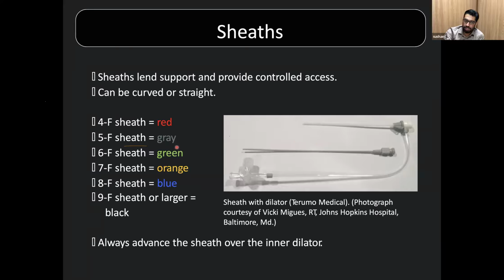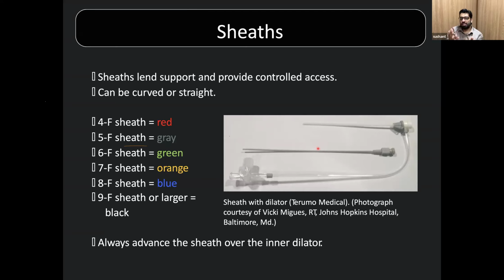These can be 4 French sheaths, which are red. What we see in the picture is a 5 French sheath. A 5 French sheath will accept a 5 French catheter. A 5 French sheath will not accept a 6 French or 7 French catheter. Again, compatibility is a big thing which should be looked at before we insert a sheath.